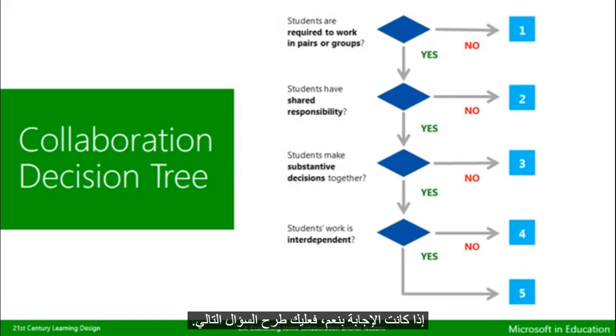If yes, you ask the next question: do students make substantive decisions together? If it's a no, then it's a code 3. If yes, you move to the next question, which asks, is the students' work interdependent? If it's no, then it's a 4. If it's a yes, then it's a code 5.